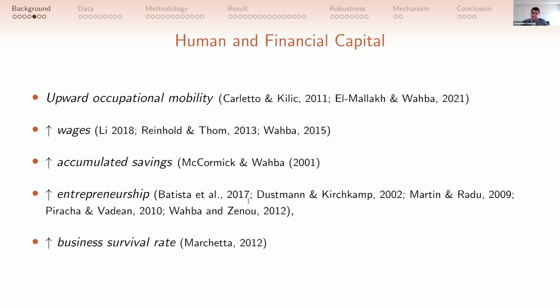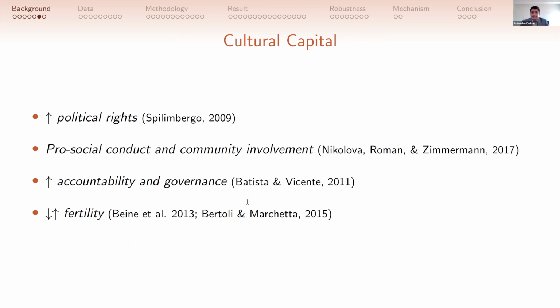With respect to human and financial capital, there is evidence of upward occupational mobility, increase in wages, increase in accumulated savings, and increase in entrepreneurial activities for return migrants when they return back home, and the survival rate of these entrepreneurial activities also increases. With regards to cultural capital, there is increase in political rights, pro-social conduct, and community involvement, increase in accountability and governance, and also both positive and negative effects on fertility, depending on the country of destination that the migrants went to.